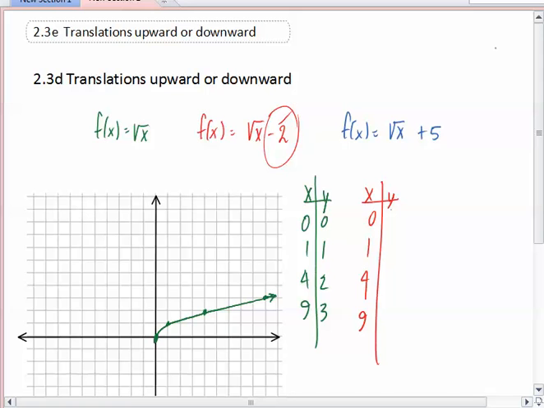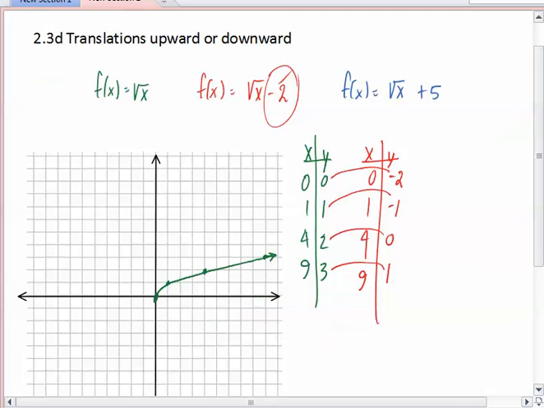Okay, so that means that whereas I had a 0 before, I now have a negative 2. Where I had a 1 before, I'm going to have a negative 1. Where I had a 2 before, I'm going to have a 0. And where I had a 3 before, I'm going to have a 1. Okay, so now let's see what this is going to look like. Let me put the values in.